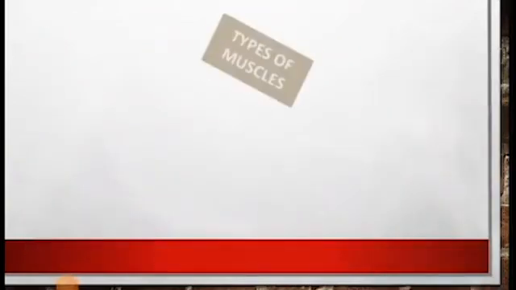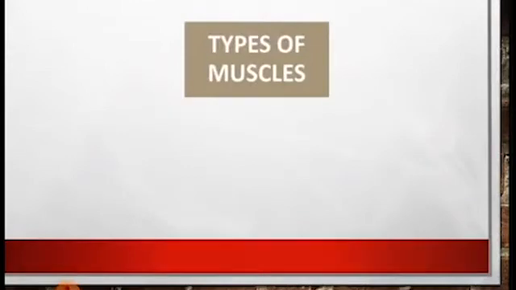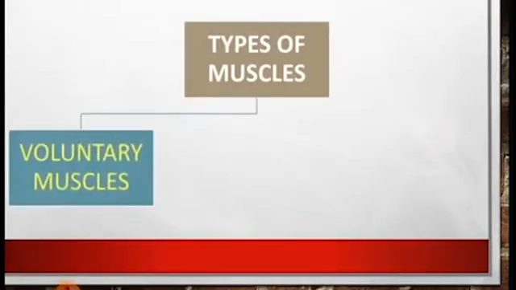There are mainly 3 types of muscles. They are: first, voluntary muscles. The muscles attached to the skeleton are under our direct control. Such muscles are known as skeletal or voluntary muscles. These muscles bring about movement when we walk, talk, smile, frown or eat.